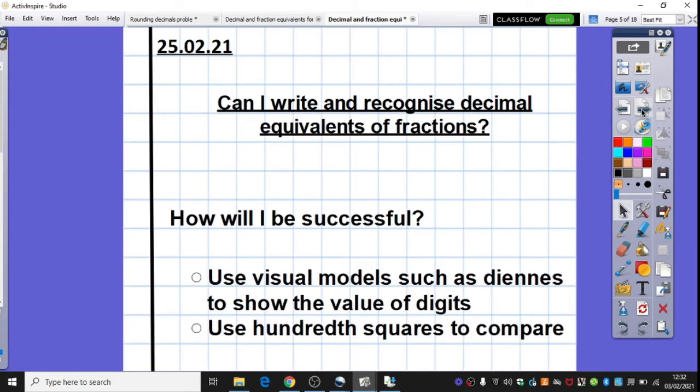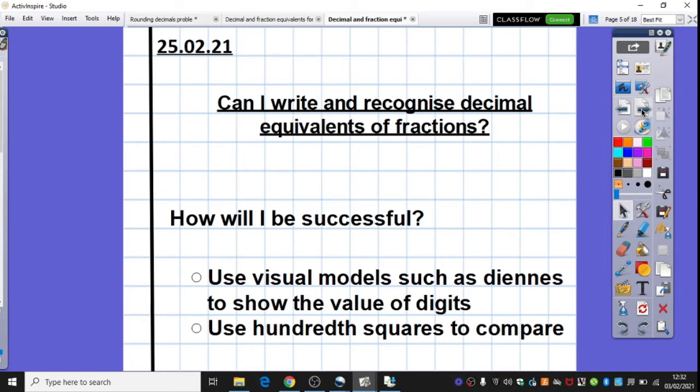So today then we are going to be continuing our work with decimals, and today we're going to be writing and recognising decimal equivalents to fractions. Now when we're talking about equivalence, we are talking about decimals which are equivalent, which are equal to the same value as fractions. And actually the way that we describe decimals in terms of tenths and hundredths actually makes it a little bit easier to find those equivalent fractions.